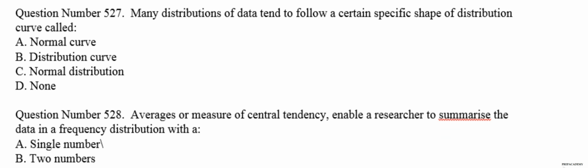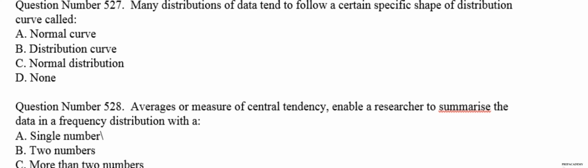Question number 527. Many distributions of data tend to follow a certain specific shape of distribution curve called A. Normal curve, B. Distribution curve, C. Normal distribution, D. None. The correct answer is option C, normal distribution.